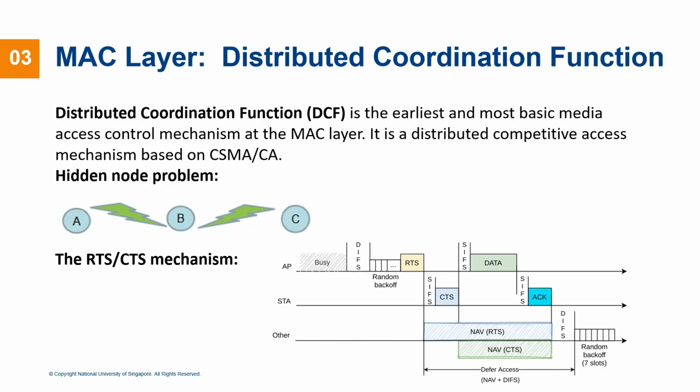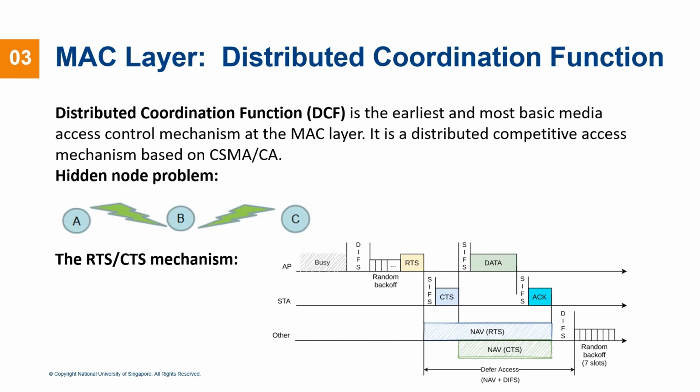Wi-Fi 6 introduces a number of innovative mechanisms at the MAC layer. The first one is the distributed coordination function, DCF. It's the earliest and most basic media access control mechanism at the MAC layer. It is a distributed competitive access mechanism based on CSMA/CA. The workflow is that each device listens to the channel before transmitting, waits for a random back-off time if it is idle, and then transmits the data. The ACK acknowledgement mechanism is used to ensure reliable data transmission.